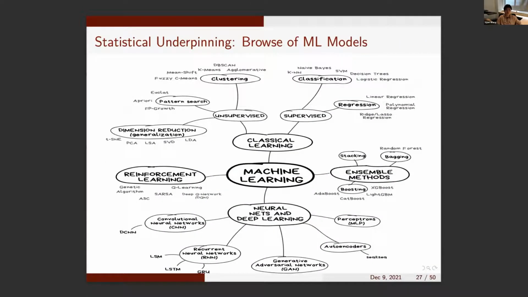So next I will give a browse of the machine learning models used in AI. So this is a general picture. The center is machine learning. It has classical learning methods, ensemble methods, neural nets and deep learning, and also reinforcement learning.